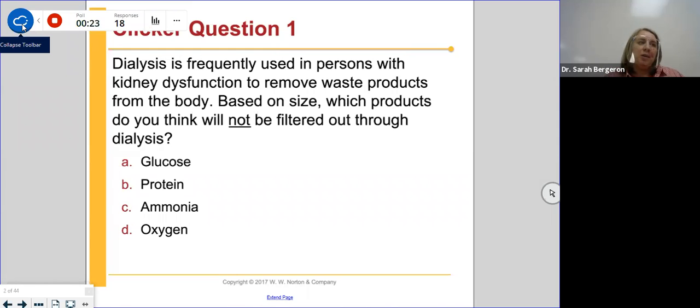So remember, it's blood. You take the blood out of the person, it comes out of one arm, goes into the machine, they clean it, and it comes back into the other arm, or the same arm, depends. But it's all about cleaning the blood. So what will not be filtered out? Most people don't have to do dialysis, but most of y'all have taken a biology class and have probably heard about dialysis, maybe. If you took my biology 2 class, we talked about it.